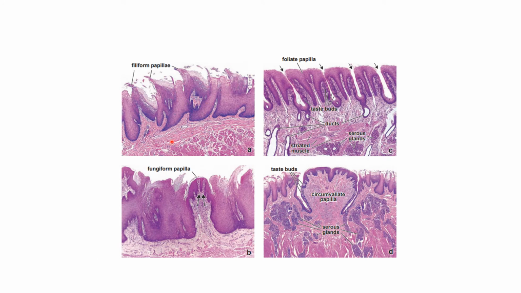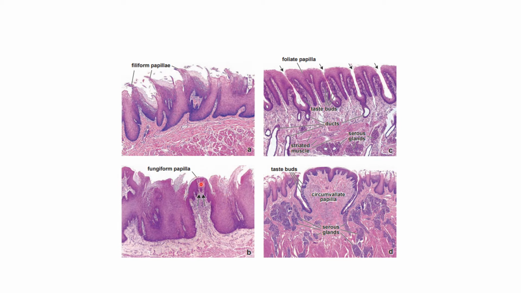These are the four different types, which under high power you can now differentiate. This is the filiform papilla, which has the projection of keratin, and this epithelium is the stratified squamous non-keratinized epithelium. This part is keratinized, and in between is the core of the papilla of connective tissue, like that of the skin, to secure the attachment of the papillae.